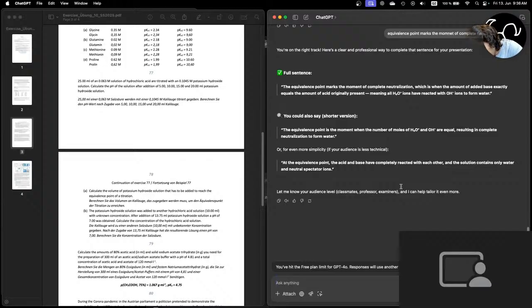At equivalence point is the moment, the stage at which the hydronium ions and OH minus are equal, which results in a complete neutralization.